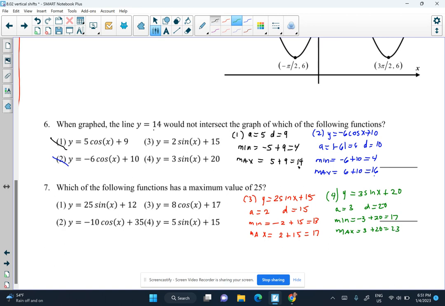So if I had this function, and I'm not going to be drawing it properly, the lowest point on the graph in choice 4 is going to be 17, right? But the line y equals 14 is below it. That means that since the line is entirely below the lowest point of the graph, it's not going to intersect the graph. And that's why choice 4 is the answer. I hope that helped.